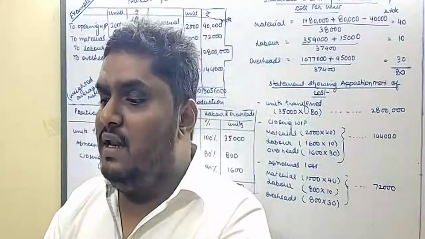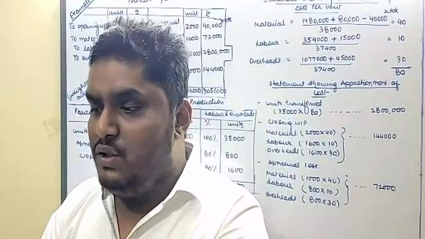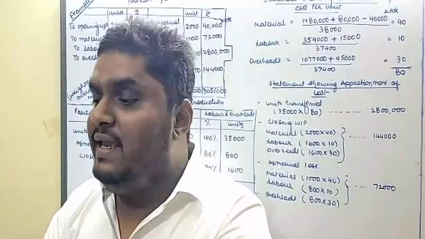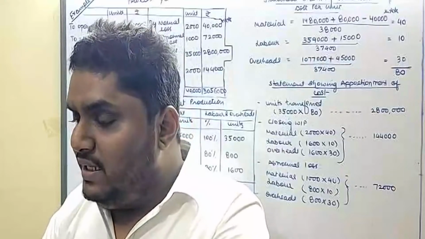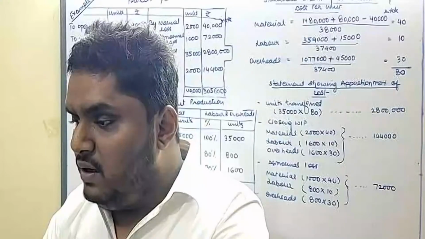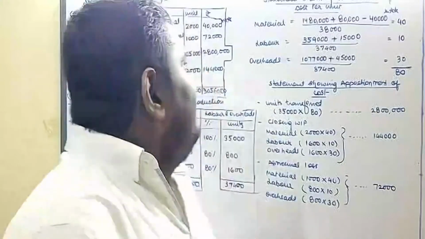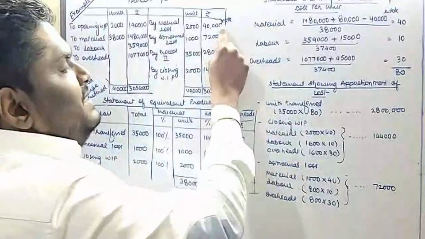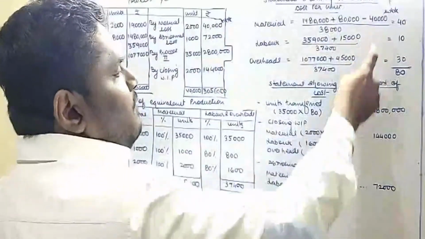Miss Ansari, while calculating material cost per unit, normal loss per unit will not be deducted. See, I have deducted 40,000, that is the scrap value realized on sale of normal loss.